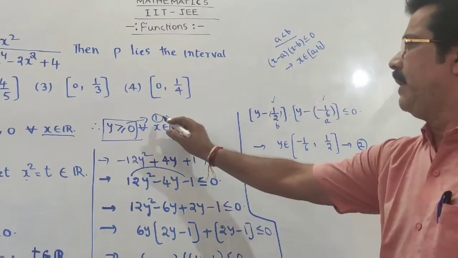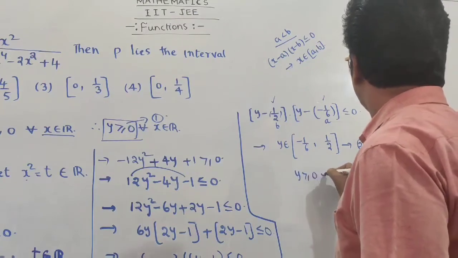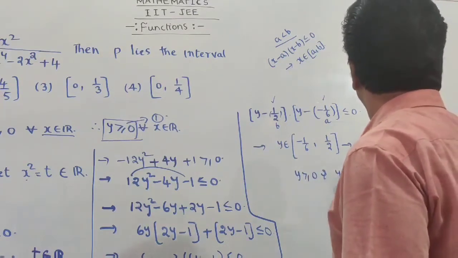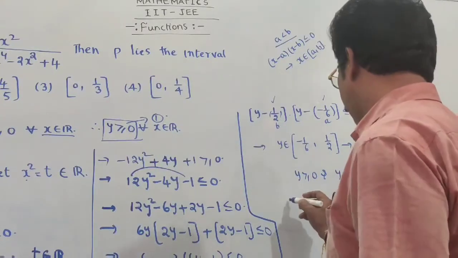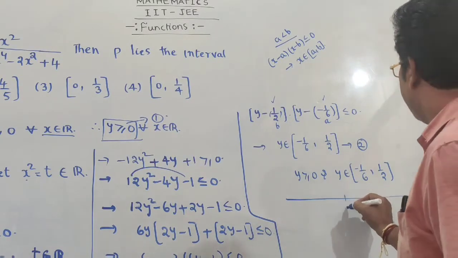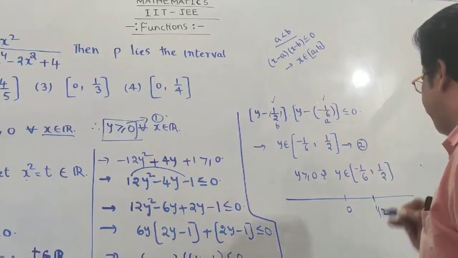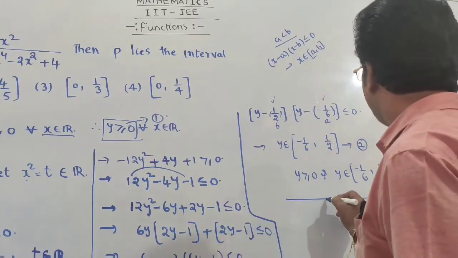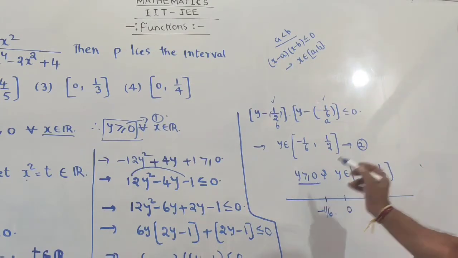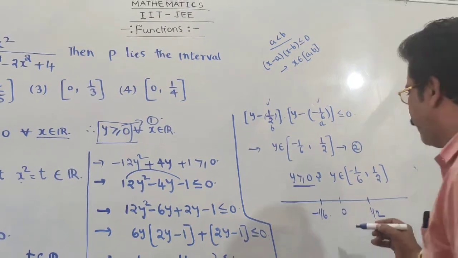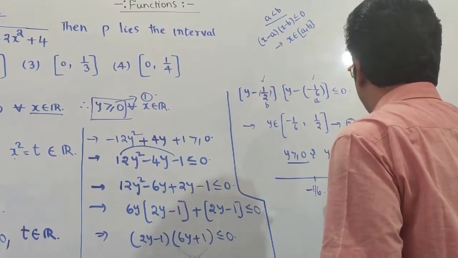Here, according to the first statement, y is greater than or equal to 0, and y belongs to the closed interval [-1/6, 1/2]. So take the real line: 0, the positive value 1/2, and the negative value, suppose -1/6. So the first solution is y greater than or equal to 0, which means this area.